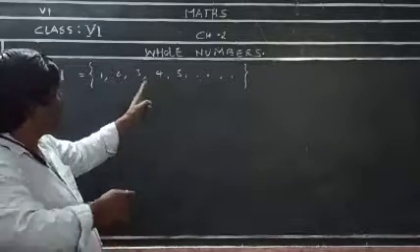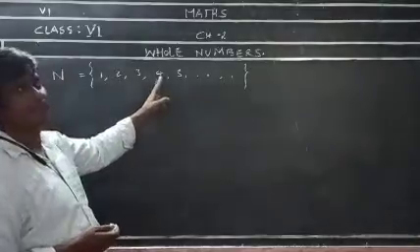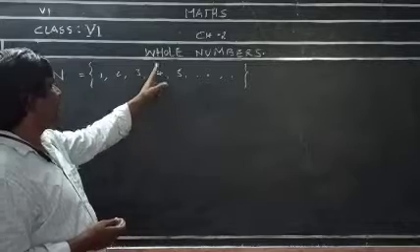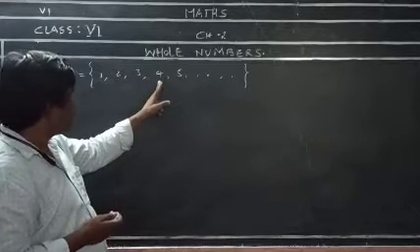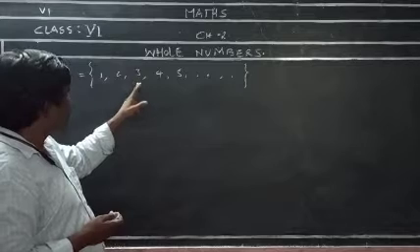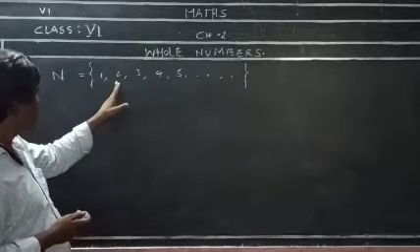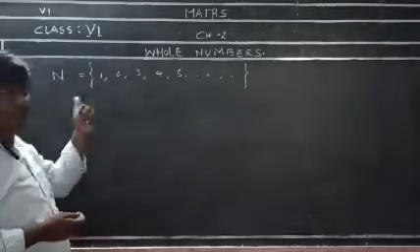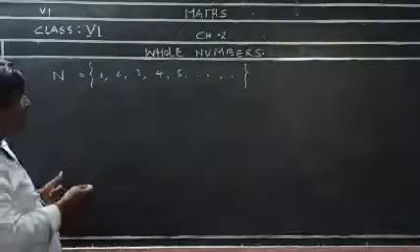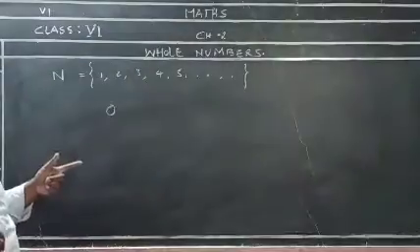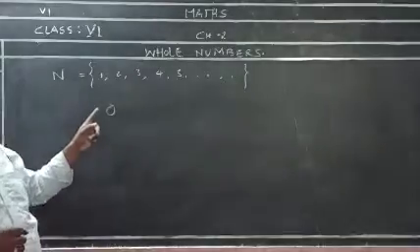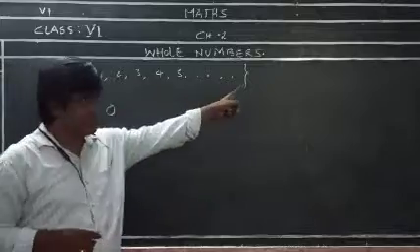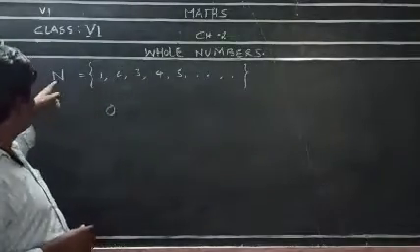The predecessor of 5 is 4. What do we mean? We are subtracting 1. If I subtract 1 from 4, I will get 3. If I subtract 1 from 3, I will get 2. If I subtract 1 from 2, I will get 1. If I subtract 1 from 1, what will you get? You will get 0. But this type of number is not in these numbers. What are these numbers? Natural numbers.